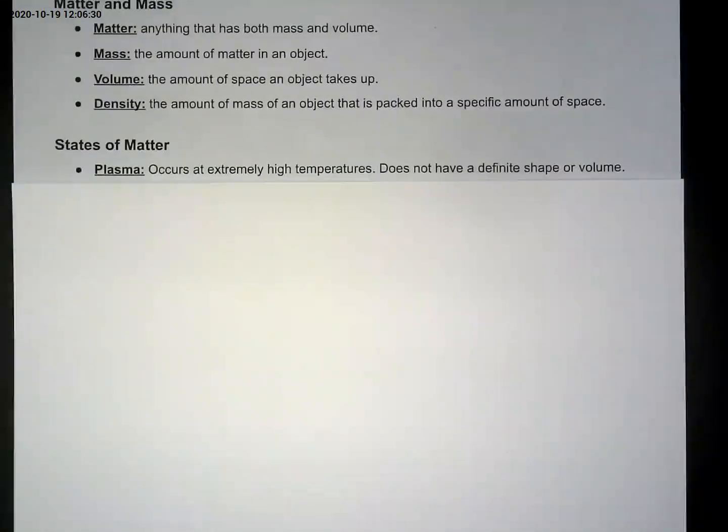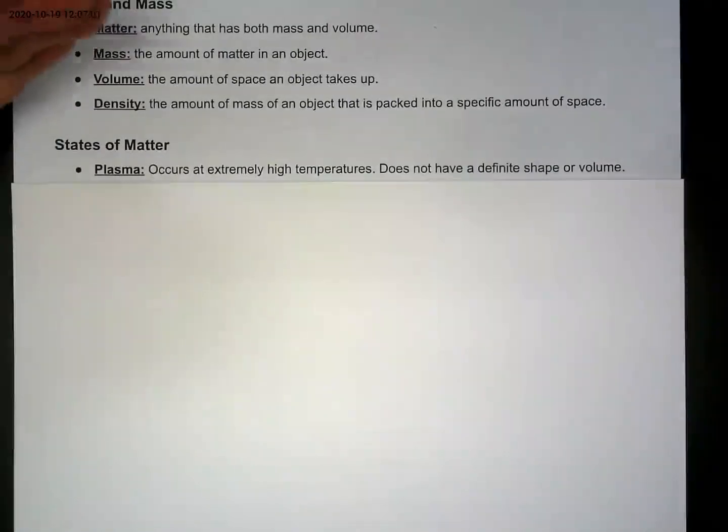Okay, so states of matter. So now this, for the most part, should be review. States of matter, plasma, the states of matter you should be familiar with. It is something that you have worked on before, either in physical science or in middle school. It's something that has been repeated multiple years. States of matter are the different states that matter can be found in per a particular environmental condition.